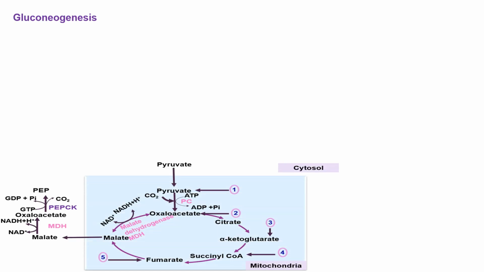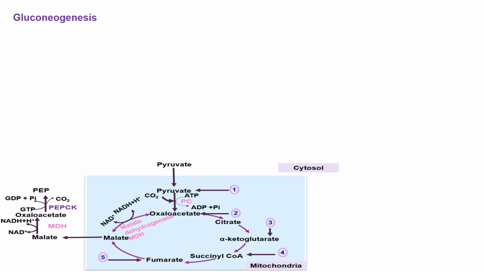So the first step, when the starting substrate is pyruvate: this pyruvate is in the cytosol. This has to enter the mitochondria. So now you can see this is the cytosolic pyruvate which enters the mitochondria. Inside the mitochondria it is acted upon by pyruvate carboxylase to form oxaloacetate.